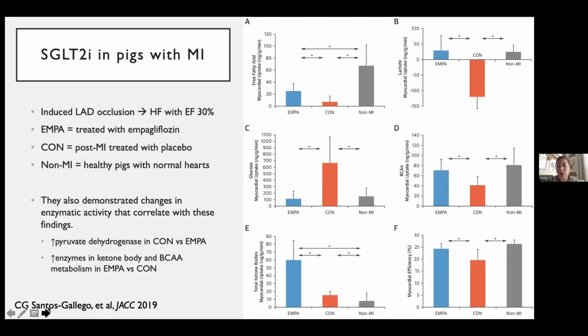And they kind of correlated this with enzymatic activity as well. So there's increased enzymes in ketone body metabolism and branched chain amino acid metabolism as well, which I'm not necessarily going to show the graphs of those. Next slide.